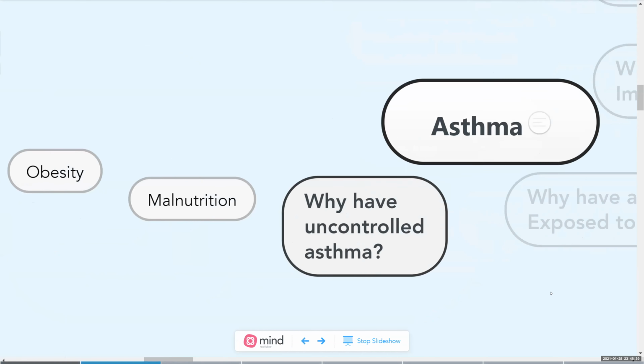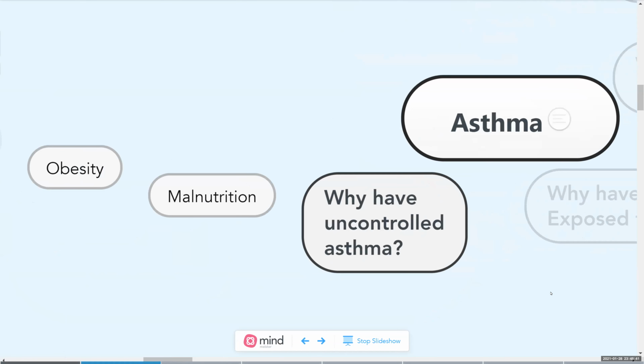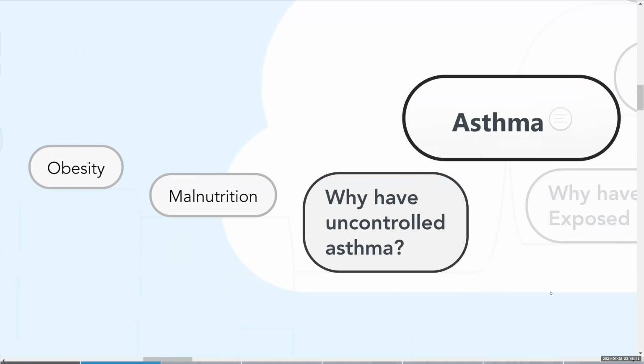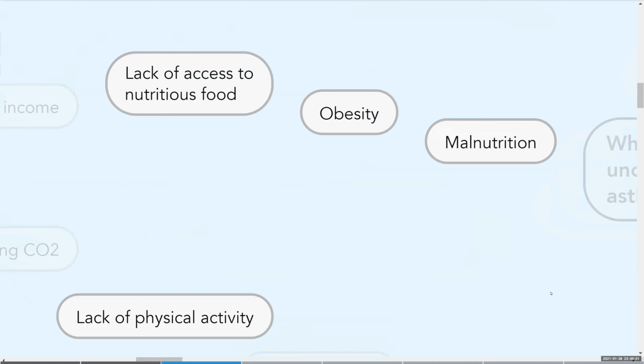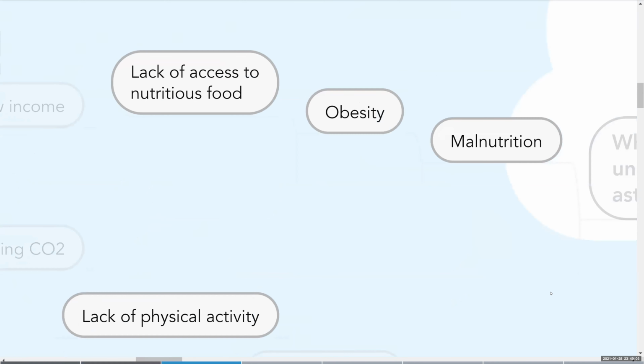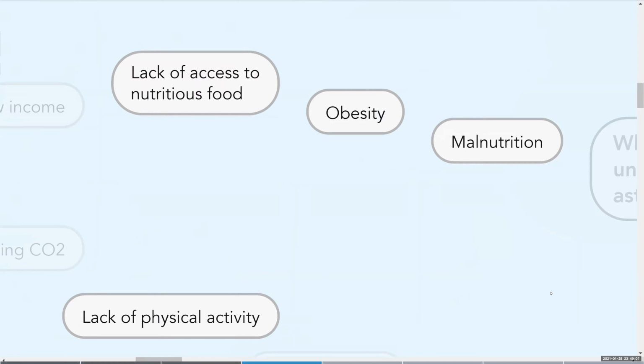So let's go down this pathway. Why might they have uncontrolled asthma? Well, malnutrition leaves someone susceptible for developing uncontrolled asthma. Why might they have malnutrition? Because they have obesity. We'll talk about this a little bit later in the semester, but obesity is considered malnutrition. So why might they be obese? Well, they might have a lack of access to nutritious food. They might have a lack of physical activity, but we'll go with nutritious food.